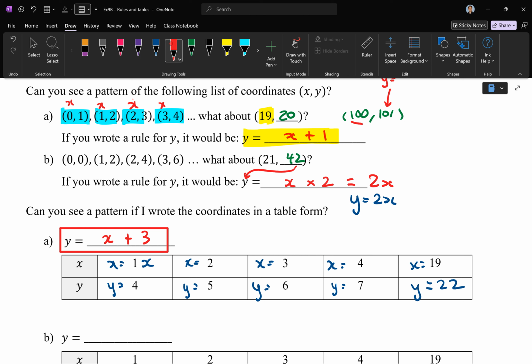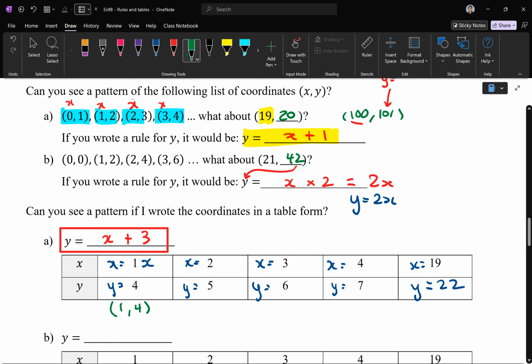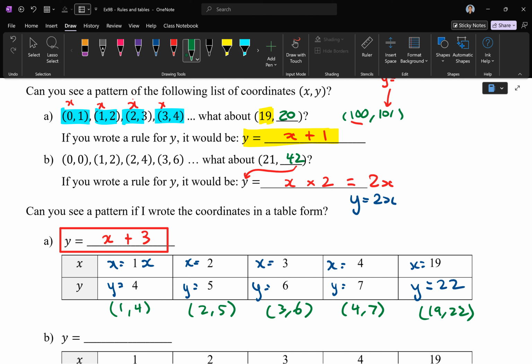And if you don't realize here, these are actually coordinates right now. You're saying when x is 1, y is 4. When x is 2, y is 5. When x is 3, y is 6, according to the rule. And when x is 4, y is 7. And when x is 19, y is 22. These are your set of coordinates, but this is a much easier way to write it if you put it into a table. So the second part of the exercise was, can you read the coordinates from a table?